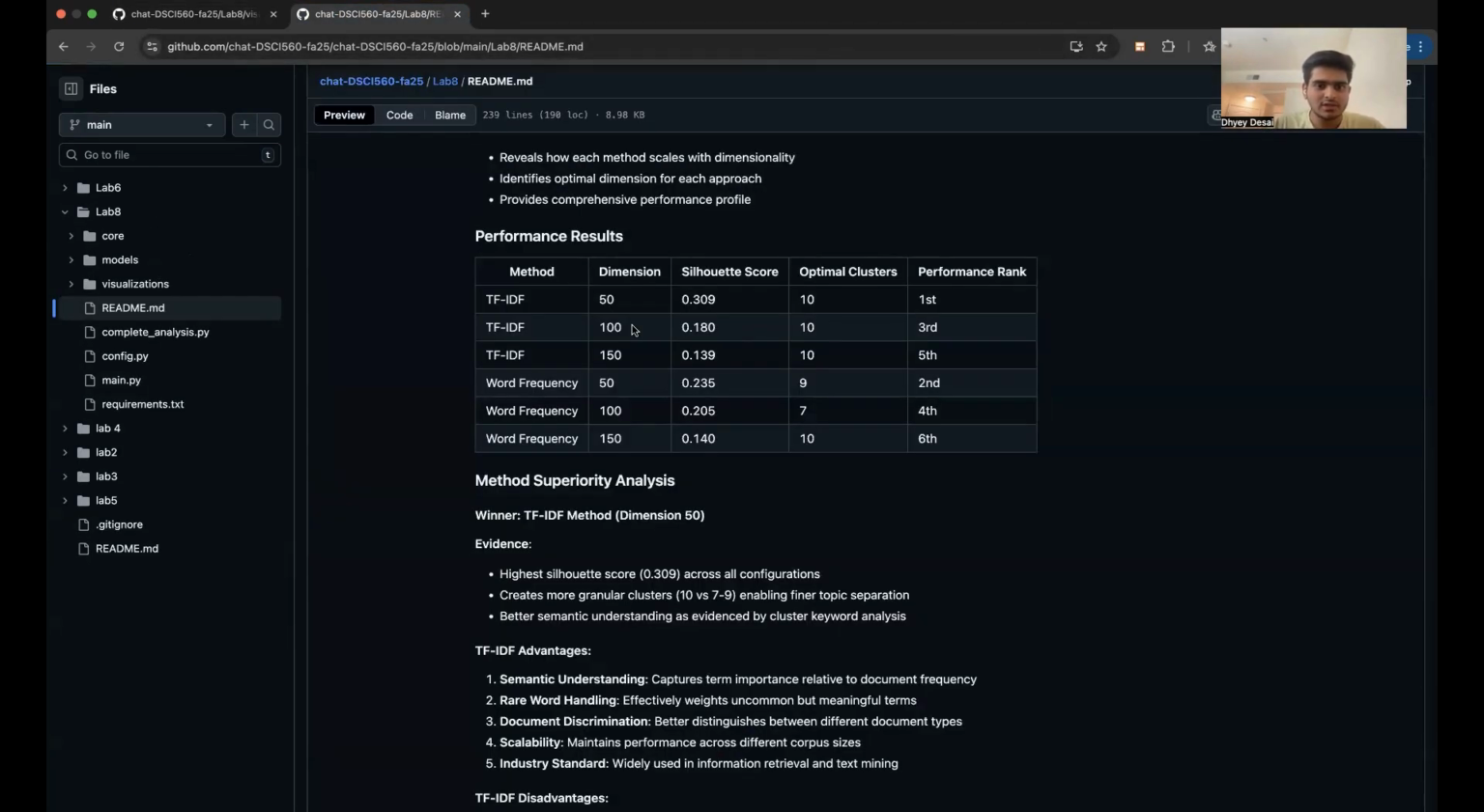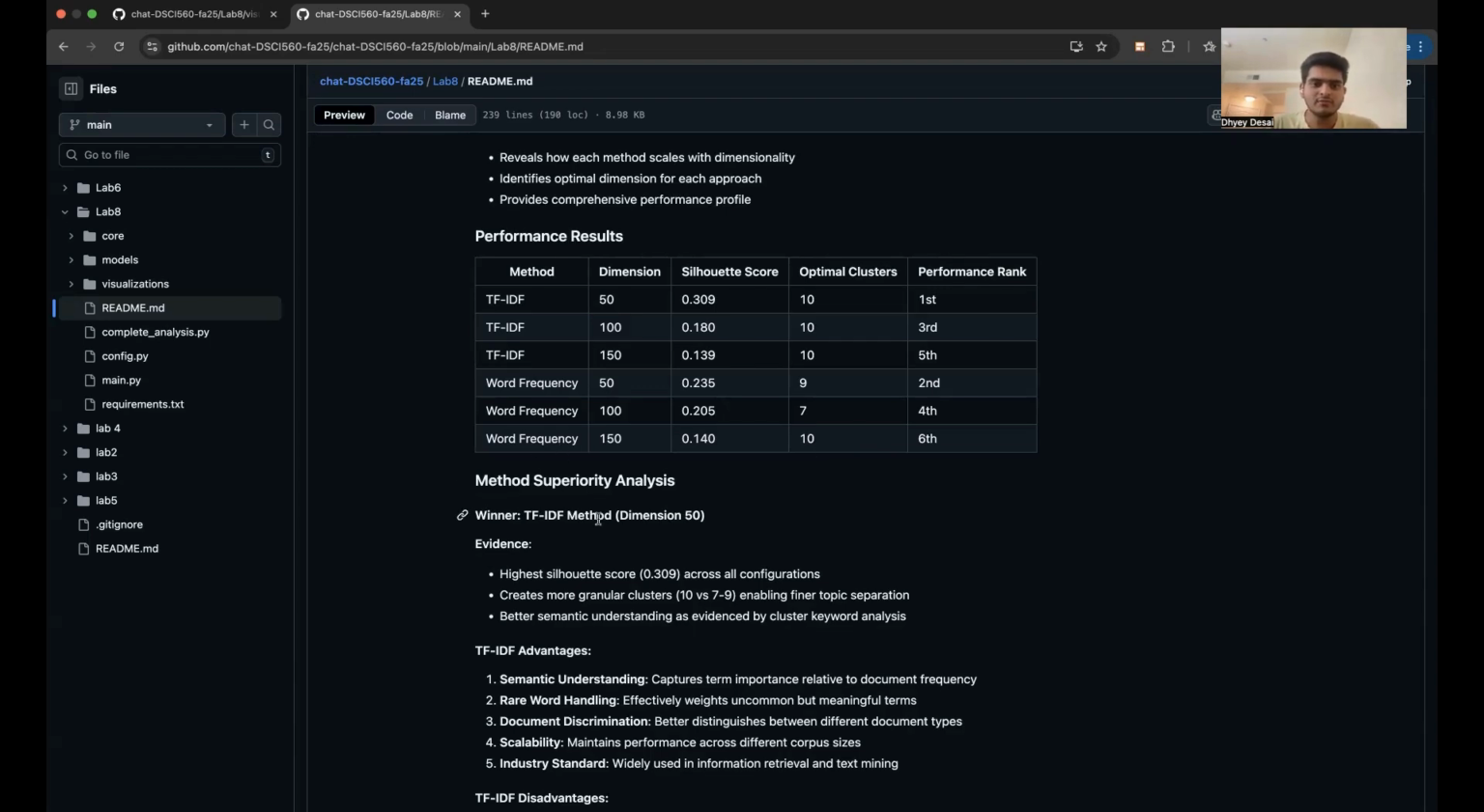The performance table shows that TF-IDF consistently outperforms word frequency across all dimensions. At dimension 50, TF-IDF achieves 0.309, whereas word frequency achieves 0.235. This is about a 30% improvement, which demonstrates TF-IDF's superior semantic understanding. TF-IDF also creates more granular clusters, in this case 10 as compared to 7 to 9 for word frequency, enabling finer topic separation.